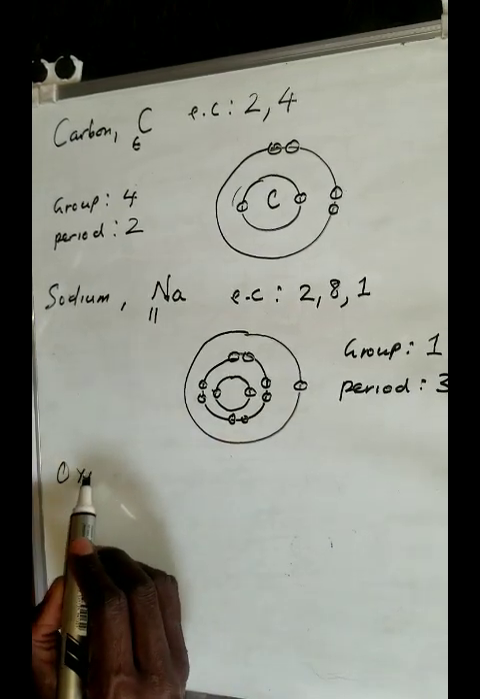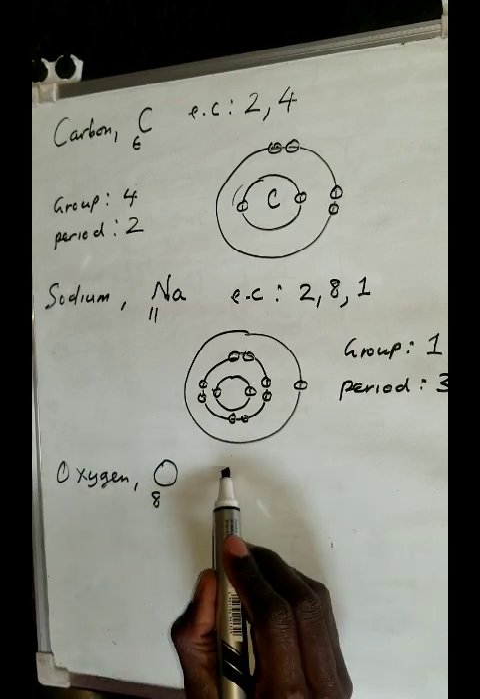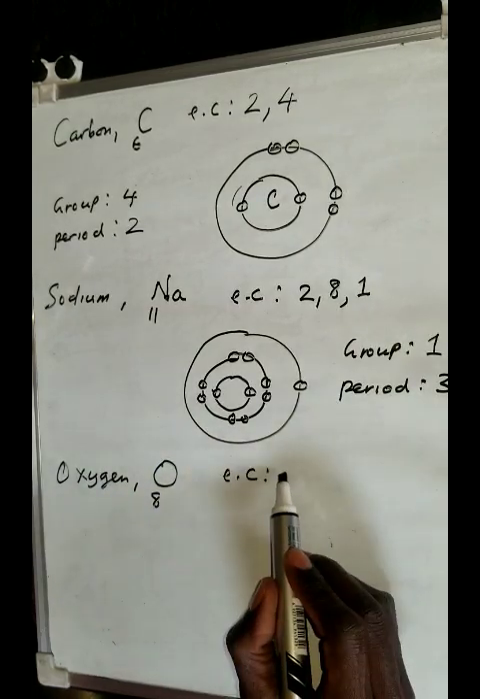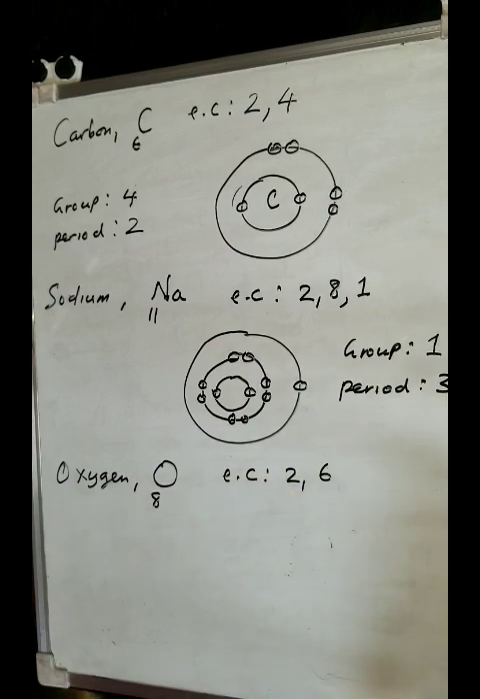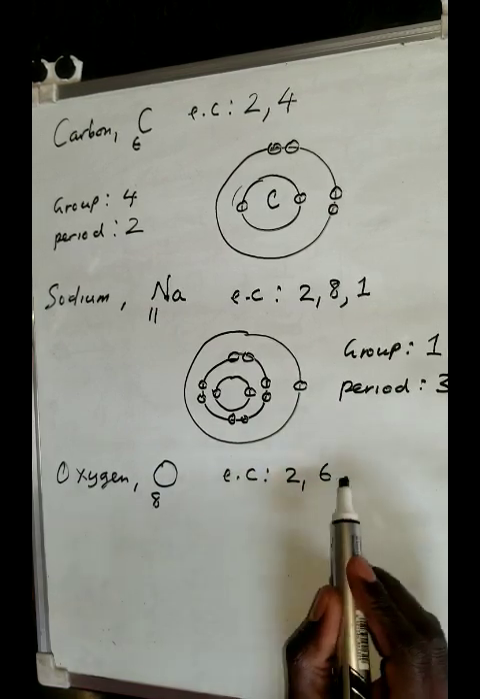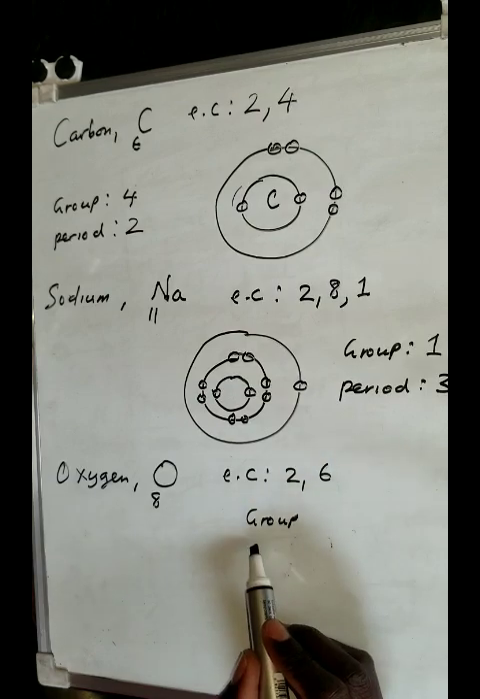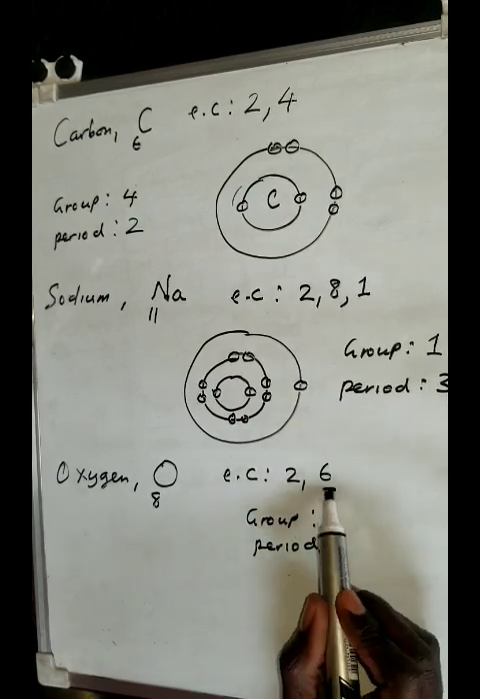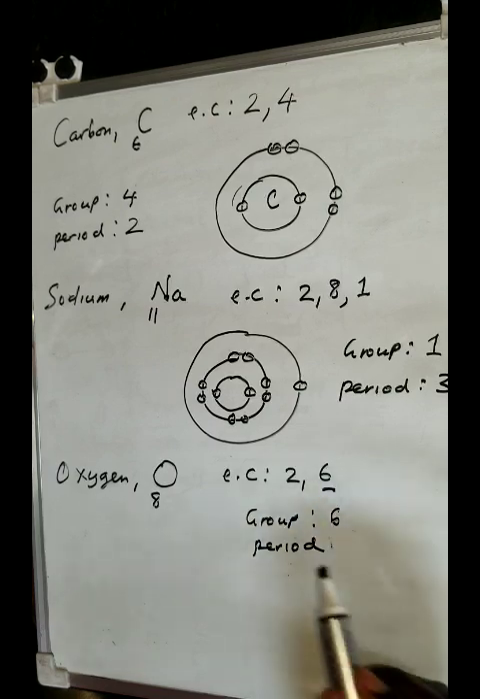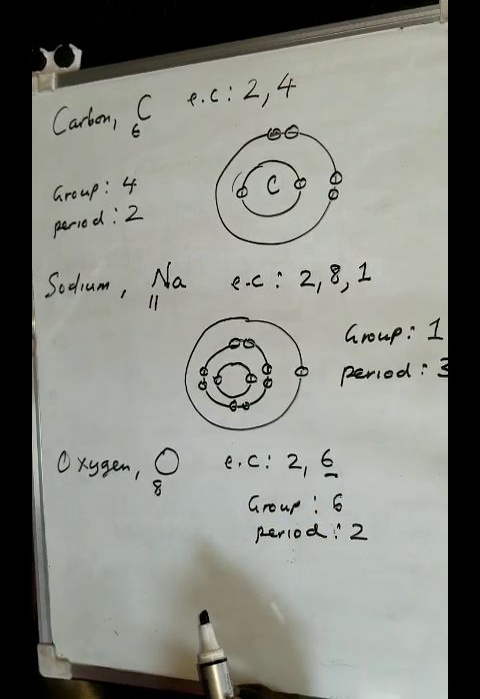Let's talk about oxygen. This element, oxygen, has got proton number 8. The electronic configuration is going to be 2,6. You can see that. Just from there, you can tell me the group, even without drawing the structure. And you can also tell me the period. How many electrons are in the last shell? There are 6, so it is in group 6. And how many shells? 1, 2. So it is in period 2.